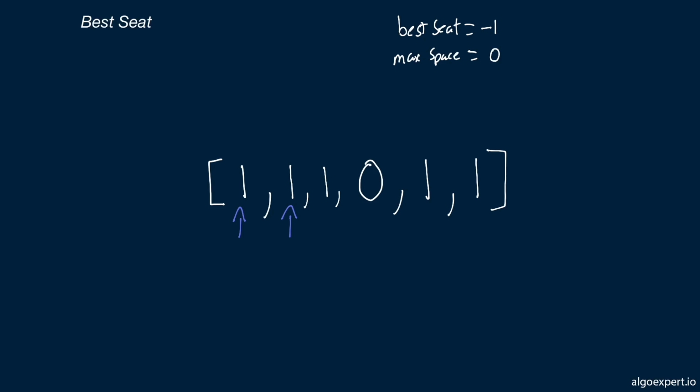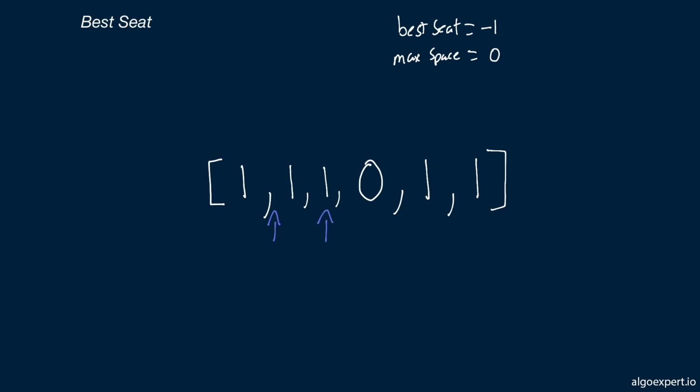So what we're going to do is calculate the max space we currently have. So the max space is going to be index 1 minus index 0 minus 1, which is going to give us 0, which is the same as the default max space of 0. So essentially this means that there is no space here and we can just keep going. So to keep going, we take the left pointer and move it to where the right pointer currently is, and then we take the right pointer and we start iterating.